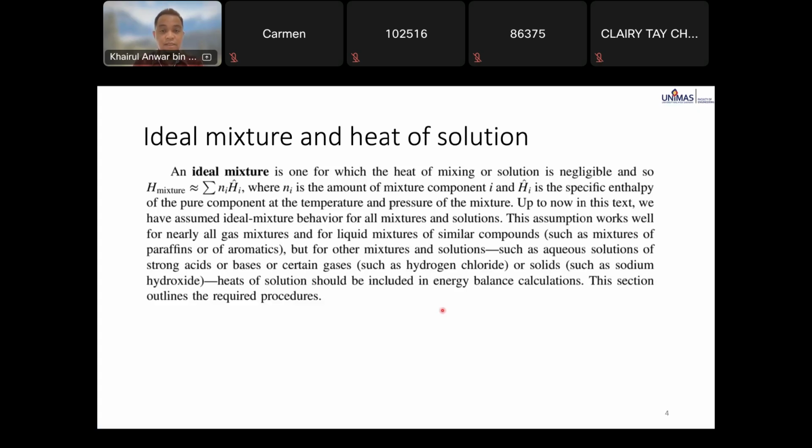Then we have the ideal mixture, one for which the heat of mixing or solution is negligible, and so delta H mixture is equal to the summation of NiHi, where i refers to the component. This assumption works well for nearly all gas mixtures and for liquid mixtures of similar compounds, such as paraffins or aromatics.